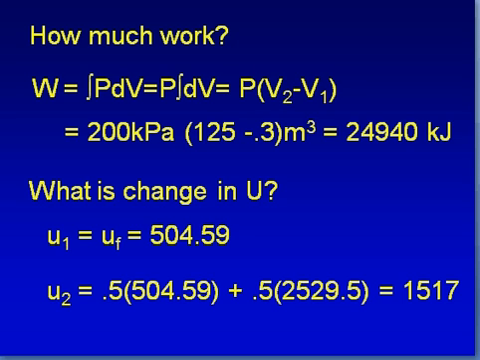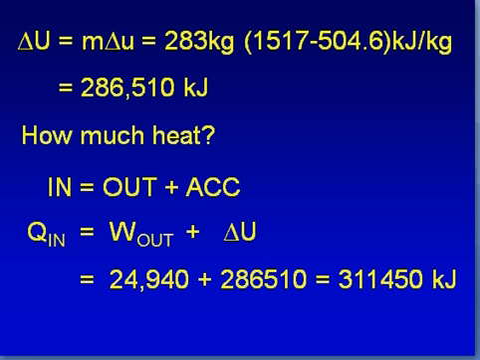Now you want to calculate the change in internal energy, and you have two properties to find that. First of all, U1 is equal to the saturated liquid value of 504. U2, again, we use our quality. This is (1 minus x) Uf plus x Ug, 1517 kilojoules per kilogram will be the final internal energy. The delta U then, capital delta U, is the mass times the specific change in u, and that comes out to 286,000 kilojoules.